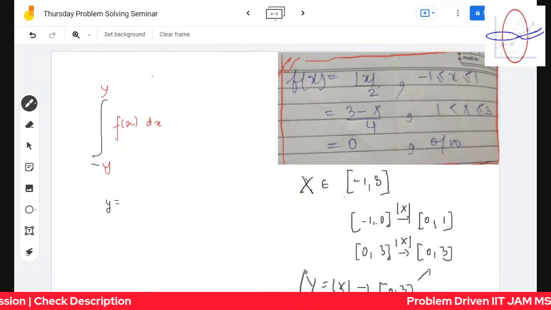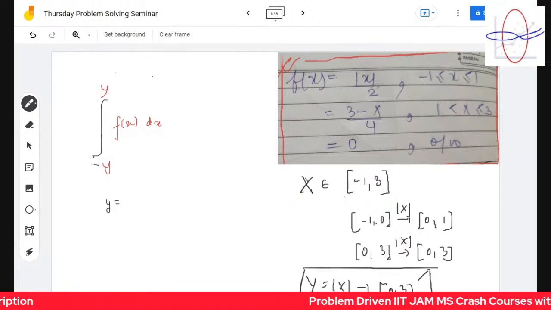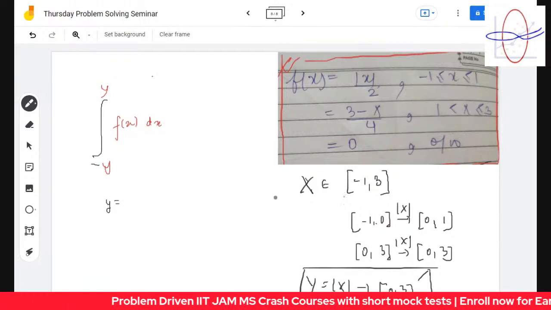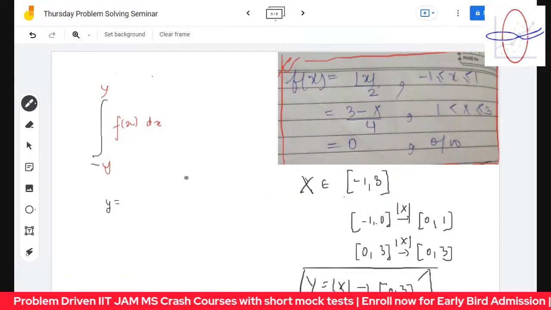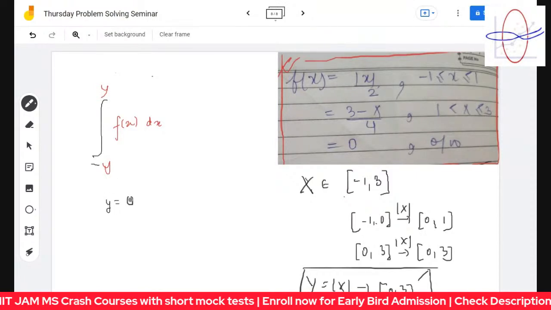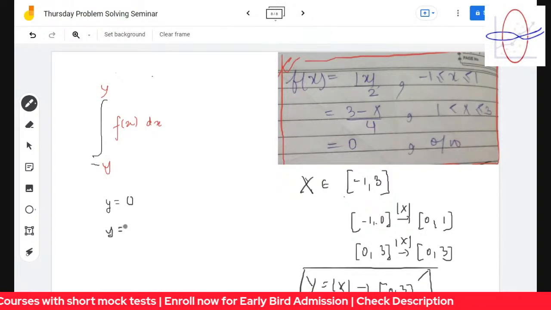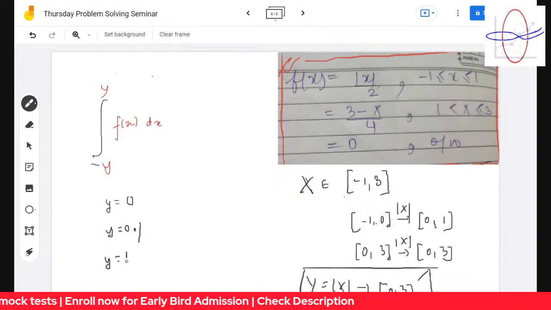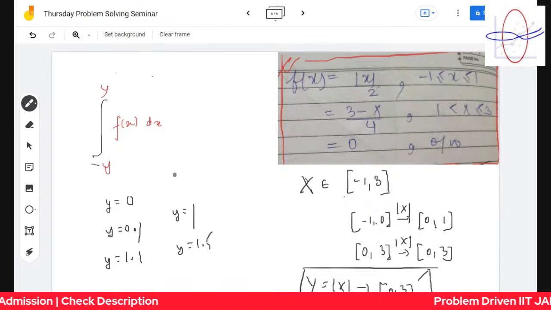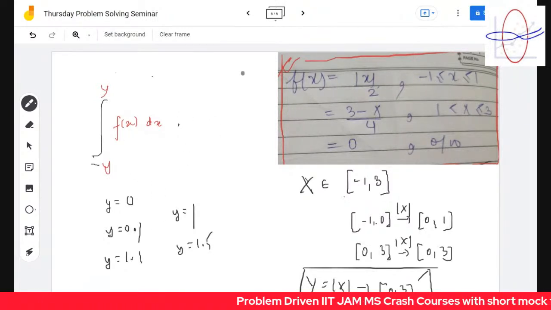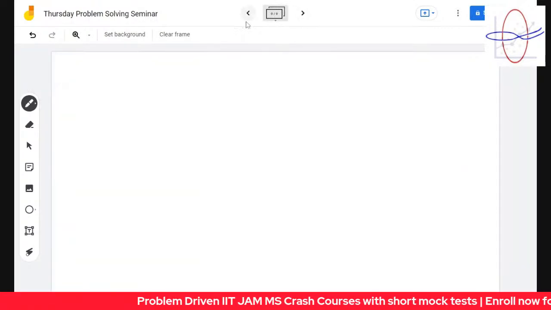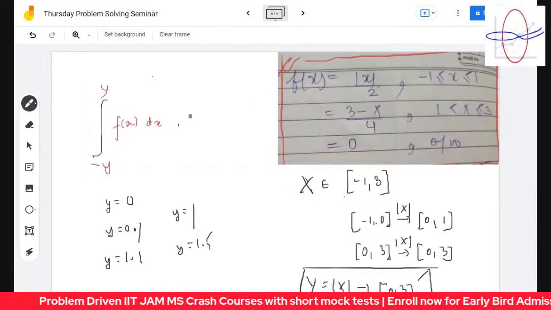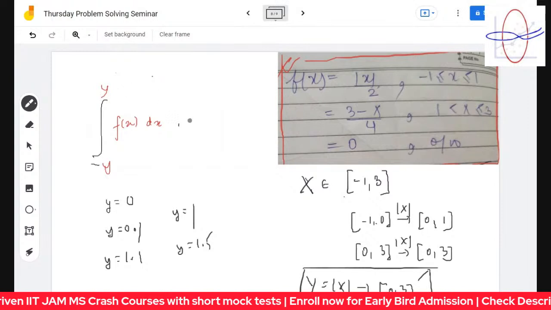Very good. So once you fix the range of y, this is a very important problem solving strategy, guys. Once the range of y is fixed, what you do is put values of y over here and check. Let's put the value 0 over here. Let's put 0.1 over here. Let's put 1.1 over here. Let's put 1 here. Let's put 1.5 here. So if you put 0, it doesn't matter, it's 0. If you put 0.1 here, so let's understand this.